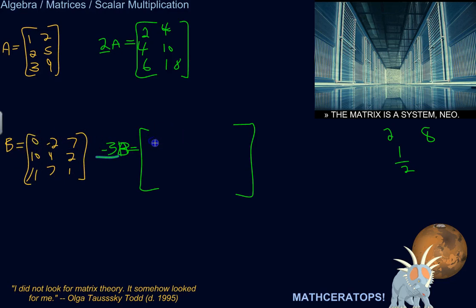So 0 times -3 is 0. 10 times -3 is -30. 11 times -3 is -33. -2 times -3 is 6. 4 times -3 is -12. 7 times -3 is -21. 7 times -3 is also -21. 2 times -3 is -6. 1 times -3 is -3. So that's all it is. Scalar multiplication.